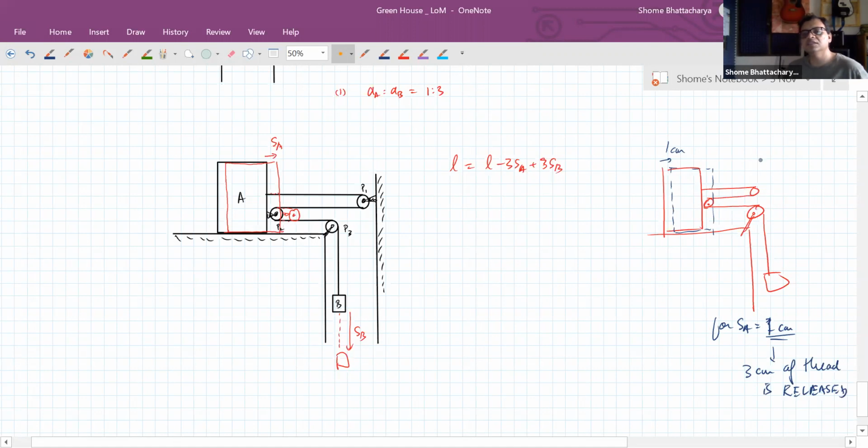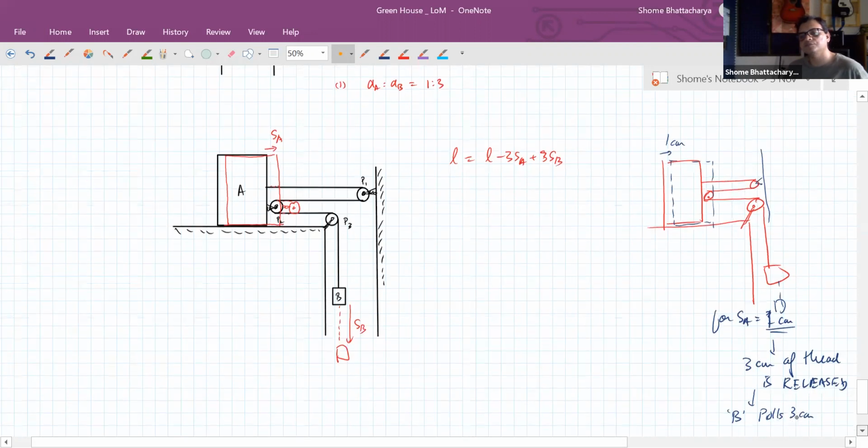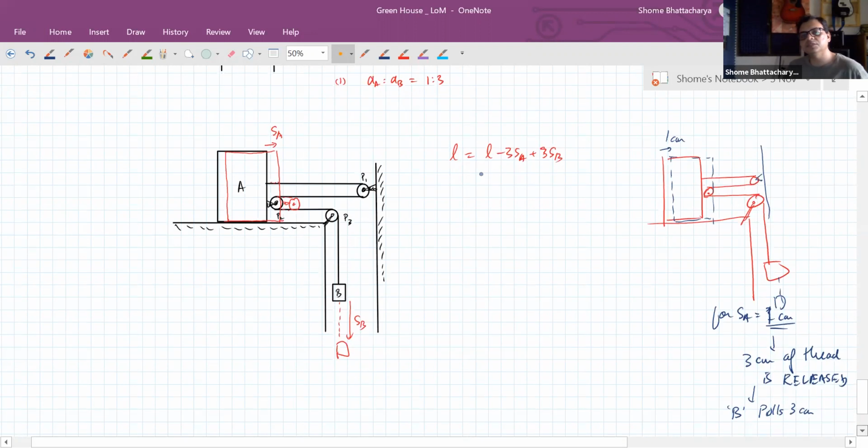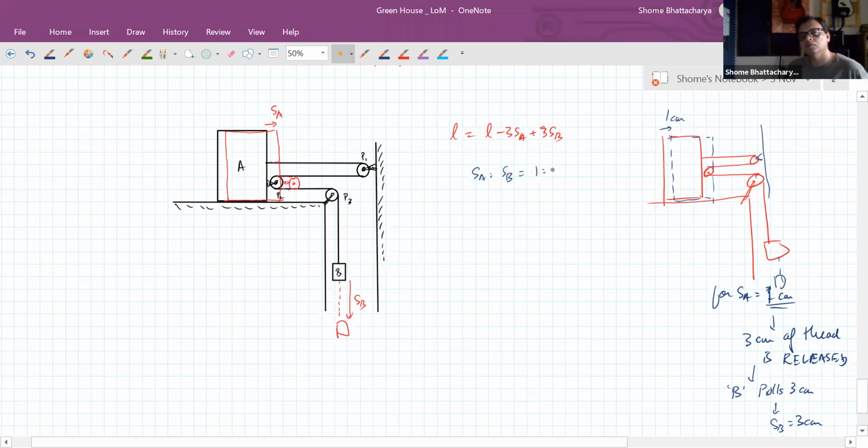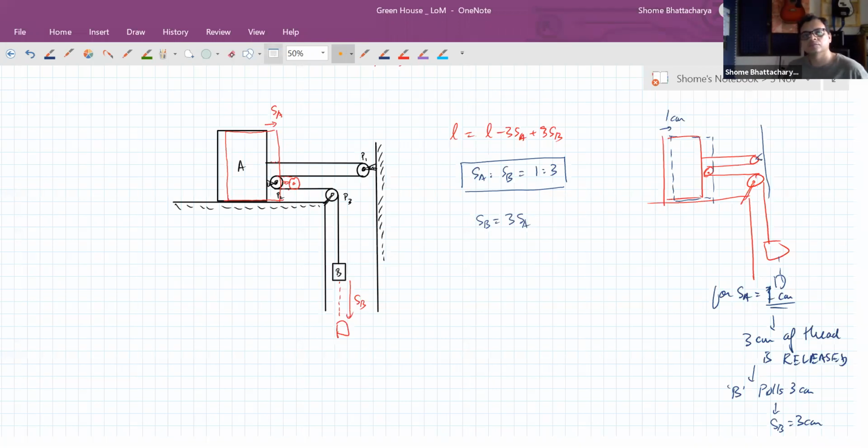If 3 centimeters of thread is released, what will happen? B will have to go down. So B pulls 3 centimeters of thread. That means B's displacement will have to be 3 centimeters. So the ratio of their displacements, SA is to SB, becomes 1 is to 3, or SB is equal to 3 times SA. Sorry, I've written this wrong.